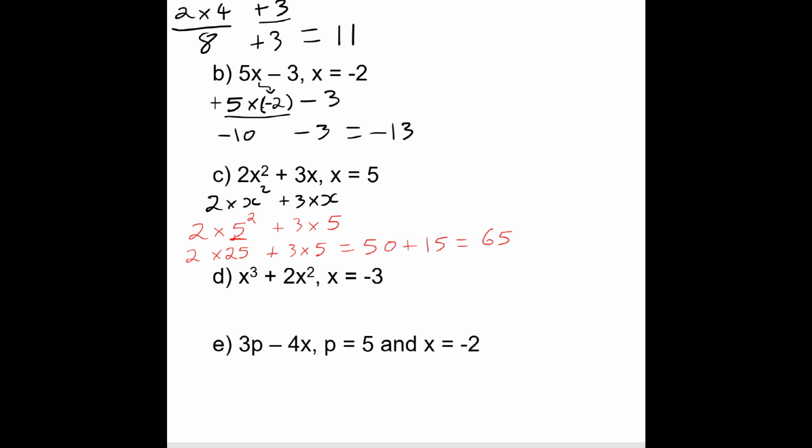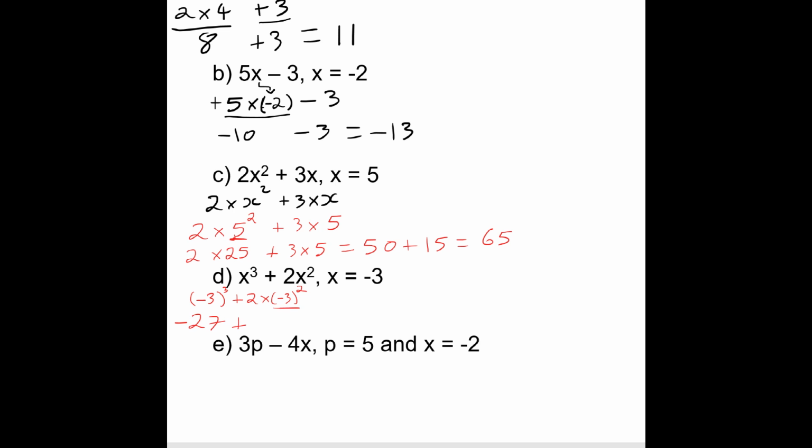In D, I have x cubed plus 2x squared, and x equals minus 3. So I have minus 3 cubed plus 2 times minus 3 squared. We need to be very careful with this. Minus 3 cubed is minus 3 times minus 3 times minus 3. But minus 3 times minus 3 is plus 9. So this is really 9 times minus 3, which is minus 27. So we can say minus 3 all cubed is minus 27.